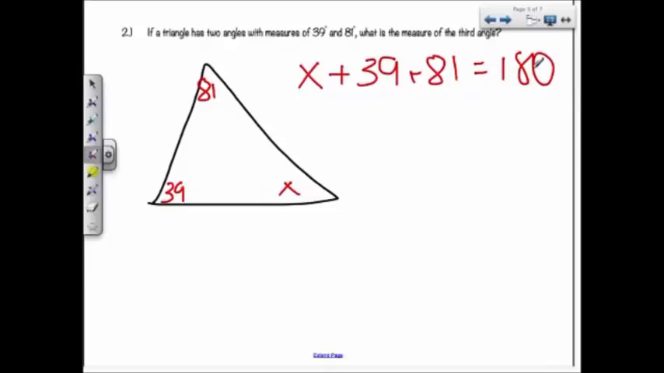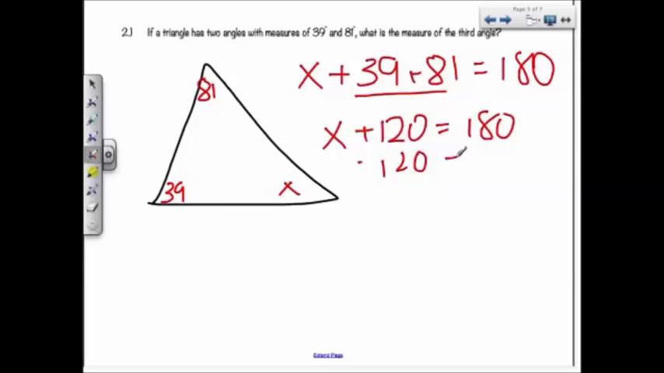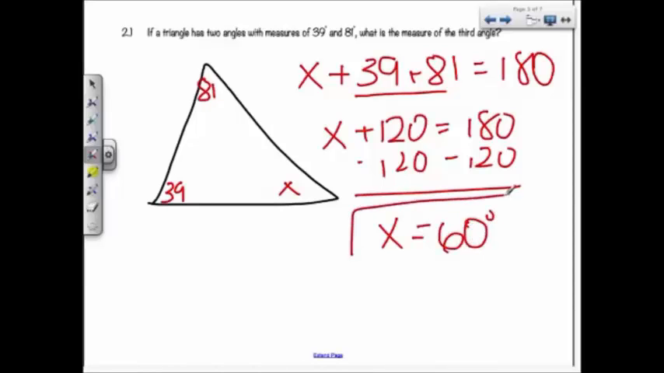So that means that I can just solve this like a normal equation. When I add 39 and 81 together, I end up getting 120. So x plus 120 equals 180. Subtract 120 from both sides, and I end up getting x equals 60 degrees. And that's how you do question number 2.